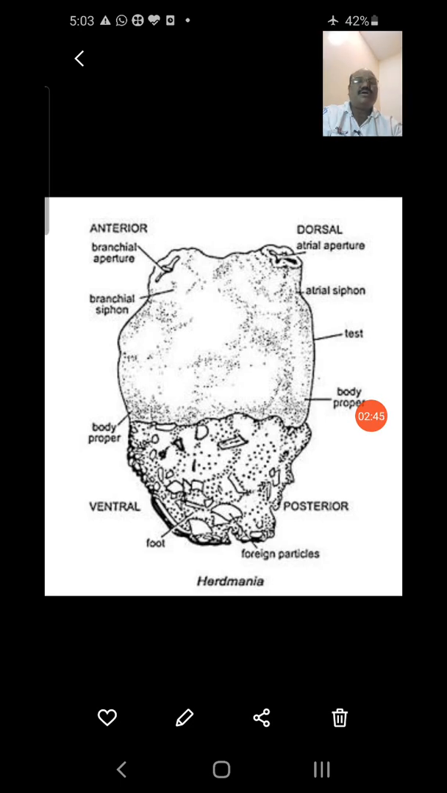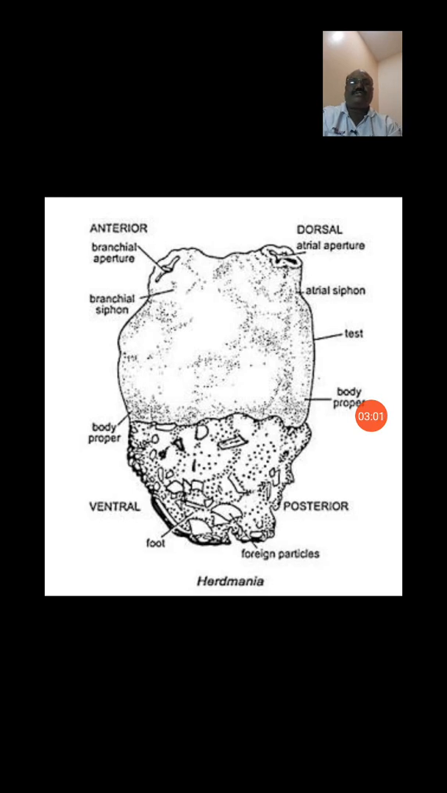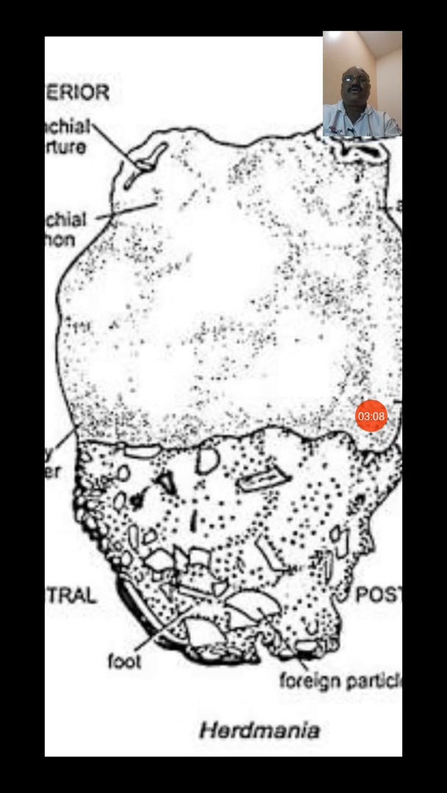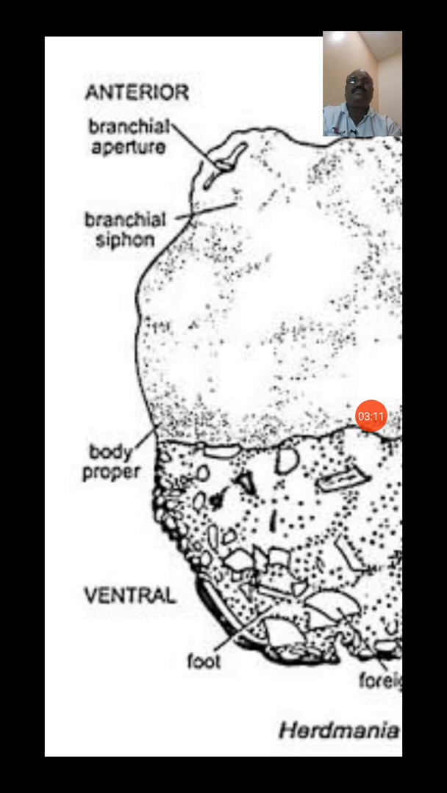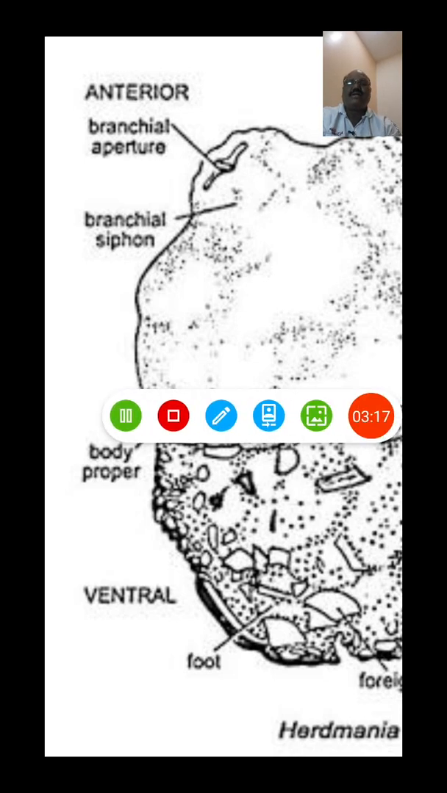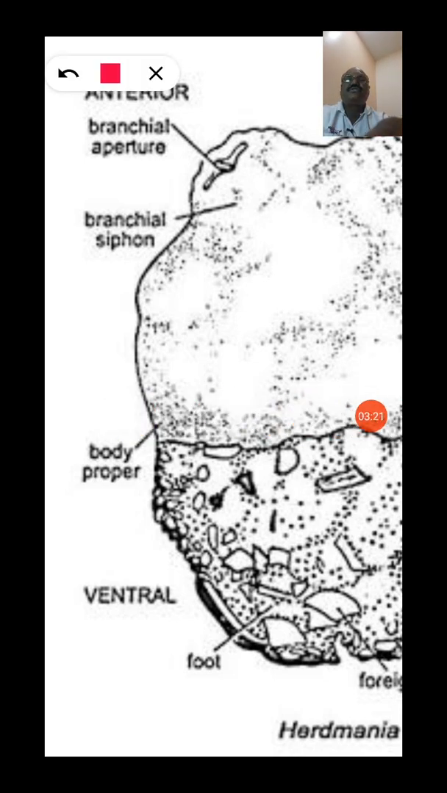So let us move to the Herdmania. Now on screen you can see the structure of Herdmania. See here clearly, on the top you can see the anterior, on the right side you can see the dorsal position of the animal, and below, ventral and posterior. So here we go one by one. In this animal, on the left side there is a branchial aperture. This aperture is present at the anterior side.